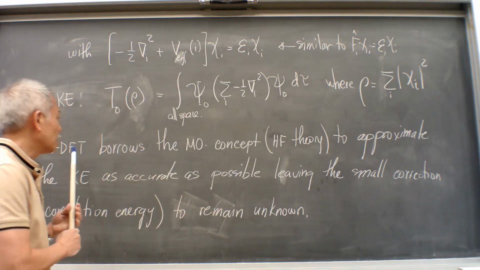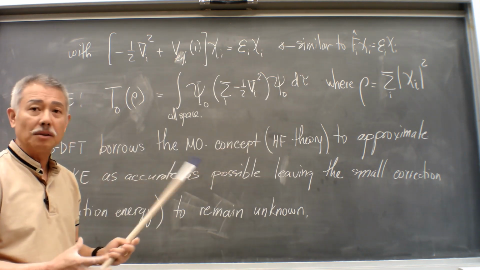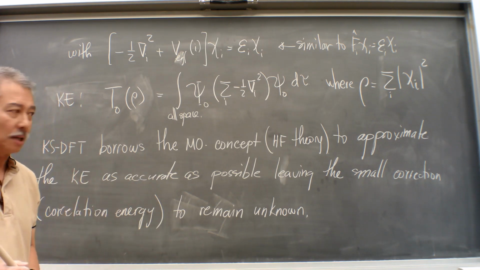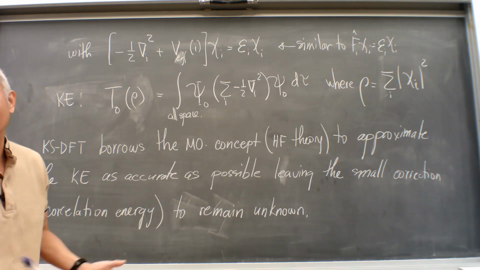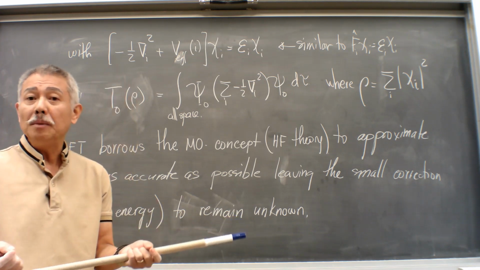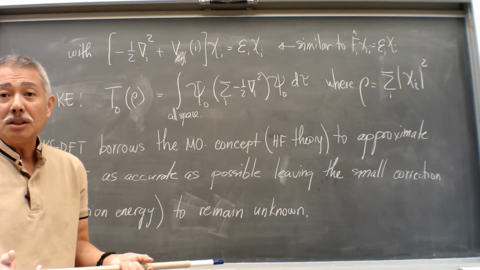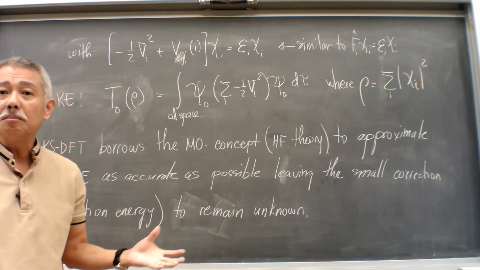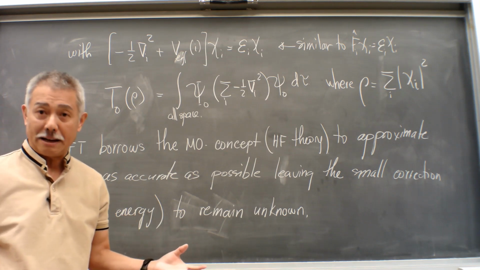So what is it? Well, Kohn and Sham borrow the molecular orbital concept from the Hartree-Fock theory to approximate the kinetic energy as accurately as possible, leaving these small corrections. Well, what is the correction? It's the correlation energy. Remember, Kohn and Sham start out by assuming that these are independent electrons. So the correlation energy is not in here. So it's leaving that remainder in some unknown form, and we'll see how we can approximate that form.